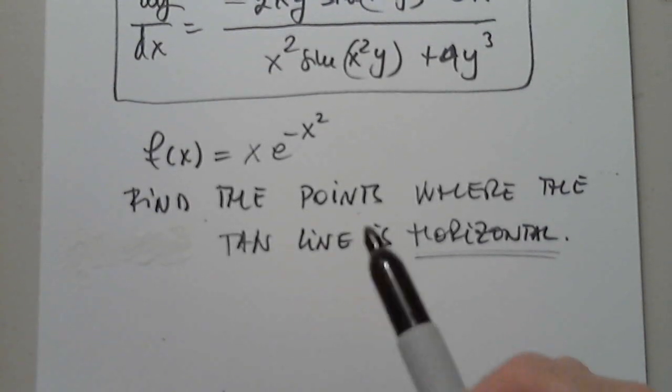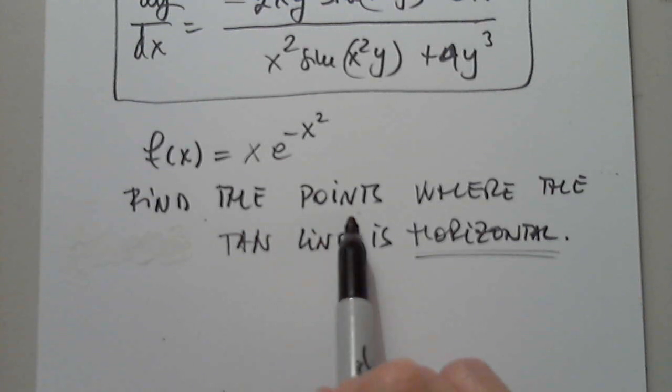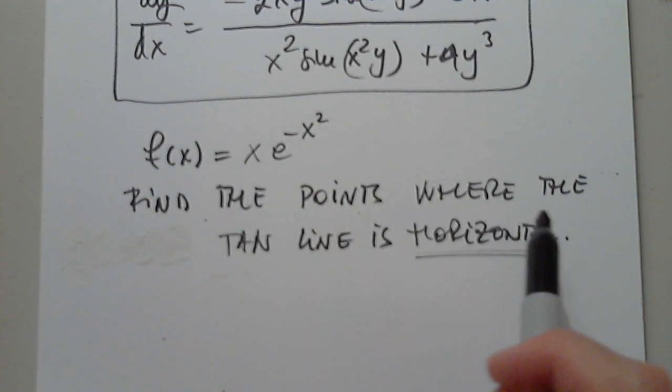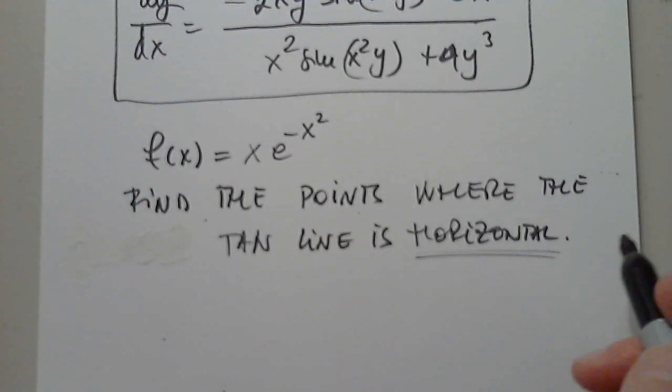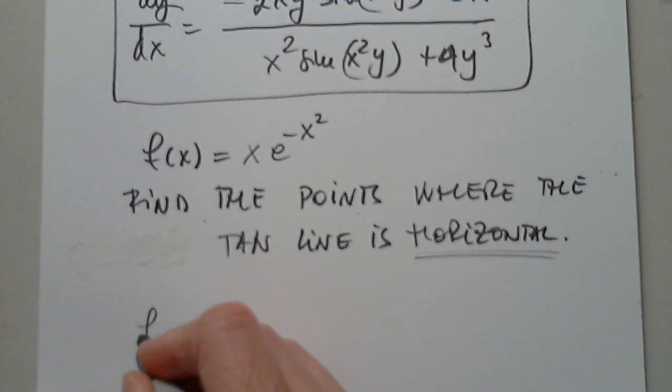So what do I have to find? What do I have to find in order to determine points on the graph where the tangent line is horizontal? What should I find first? You need the derivative. Yes, so let's find the derivative.